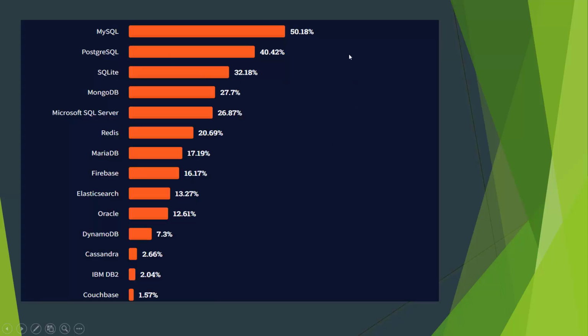I have taken this image from Stack Overflow. It is a survey from 2021, and majorly MySQL, PostgreSQL, SQL Server and SQLite are what people prefer. These are relational databases, and there are also some non-relational databases available. I will explain what relational database management and non-relational database management are, so don't worry about that. For this lab or our experiment, we will prefer to use the MySQL database.